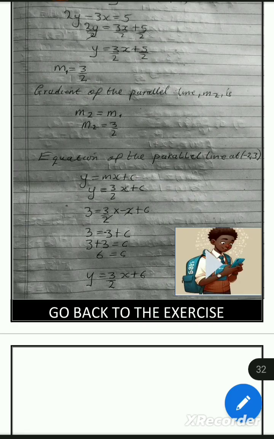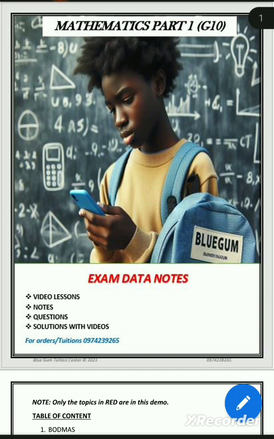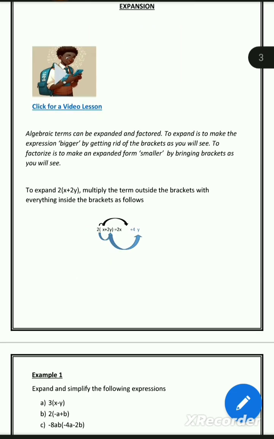Okay, what about the other one? The one with notes and exercises. So this one contains the notes. So again, these are the topics. When you click or touch on a topic, it will take you direct to that topic. Okay, so for example, if I click on factorization, it takes me to factorization. Was it factorization or expansion that I clicked?